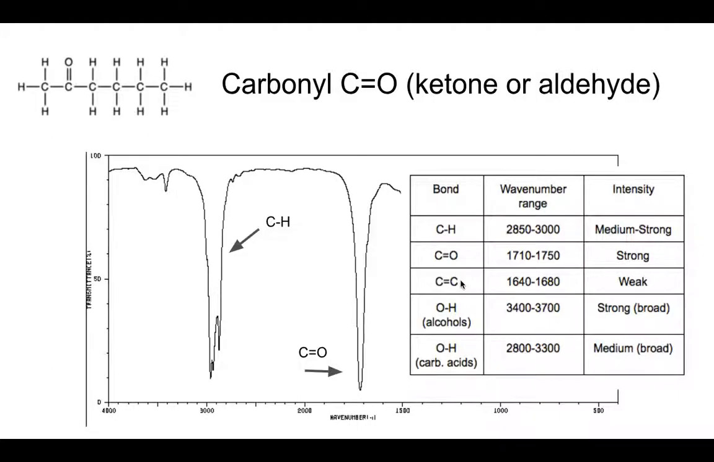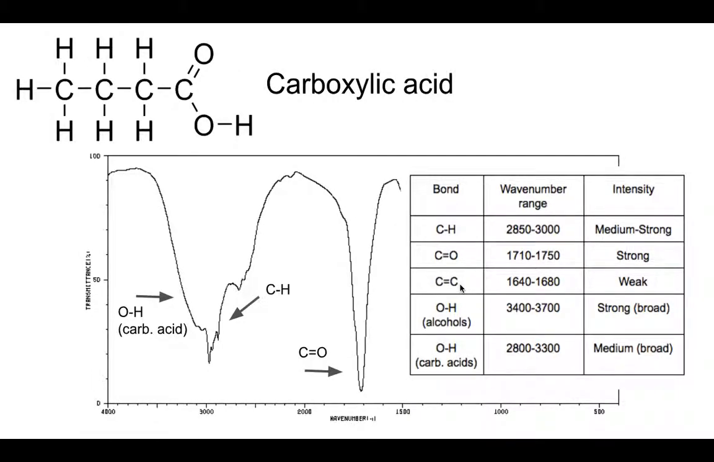The carbon-carbon double bond is very, very weak. They're in the same neighborhood. You can tell the difference. It's going to be over here, right, in the 1600s rather than the 1700s. But they are close, and sometimes they could be mistaken for each other. But the carbon-oxygen double bond is going to be very, very strong and very, very deep, whereas the carbon-carbon double bond is going to be pretty weak. We're going to see one of those in just a second.